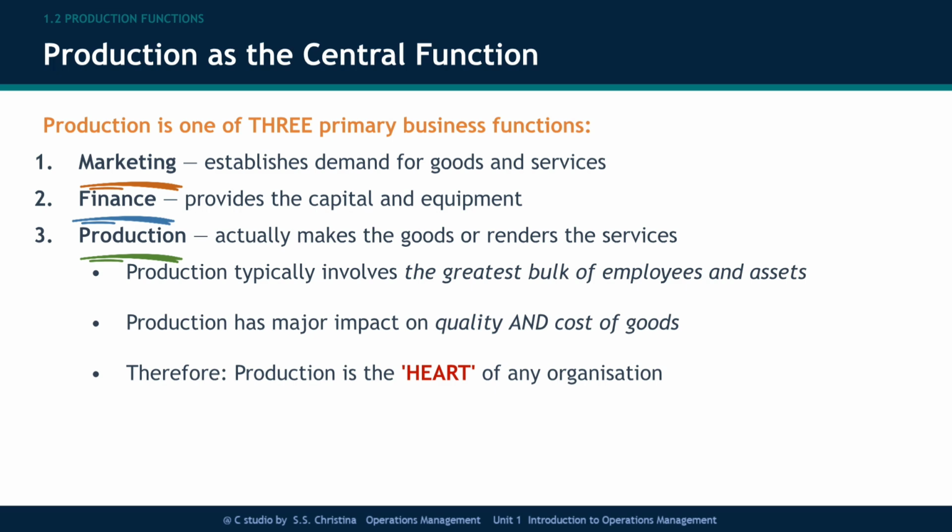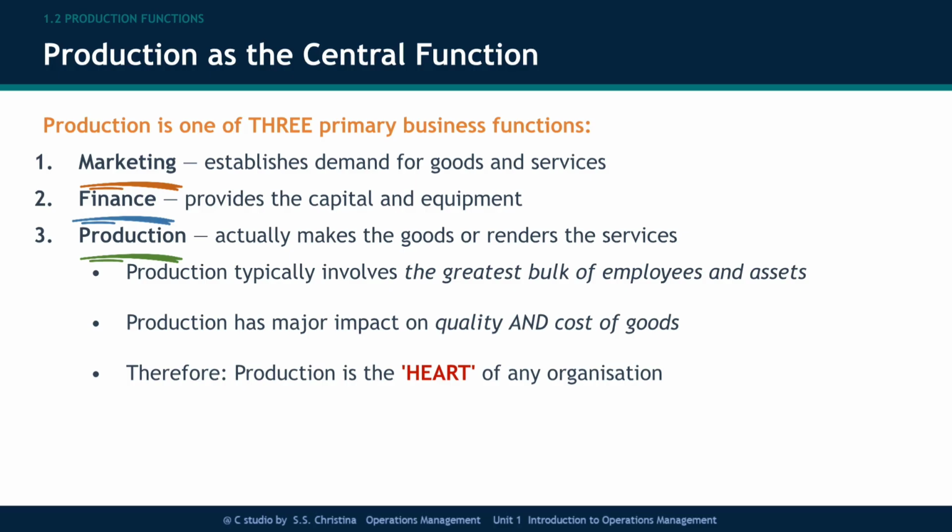Consider these facts. Production typically employs the largest number of people in a manufacturing organization. Production is responsible for the largest portion of a firm's assets: machinery, equipment, inventory. Production has a direct and measurable impact on the quality and cost of what the organization delivers. That's why the textbook calls production the heart of any organization. And just like the heart, it affects everything else.